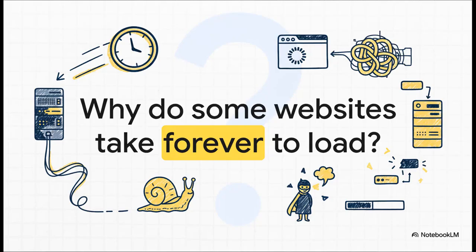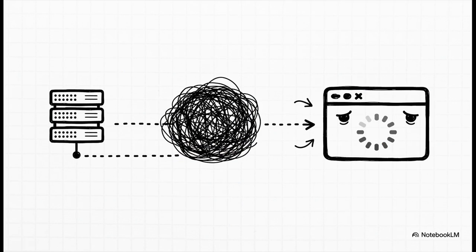We've all been there, right? You click a link, and you're just staring at a blank white screen, waiting and waiting. It feels like an eternity. So what's the deal? What's the secret villain causing this digital traffic jam behind the scenes? You know, as complex as it seems, the problem often boils down to one simple thing. Your browser is being asked to download one single massive file.